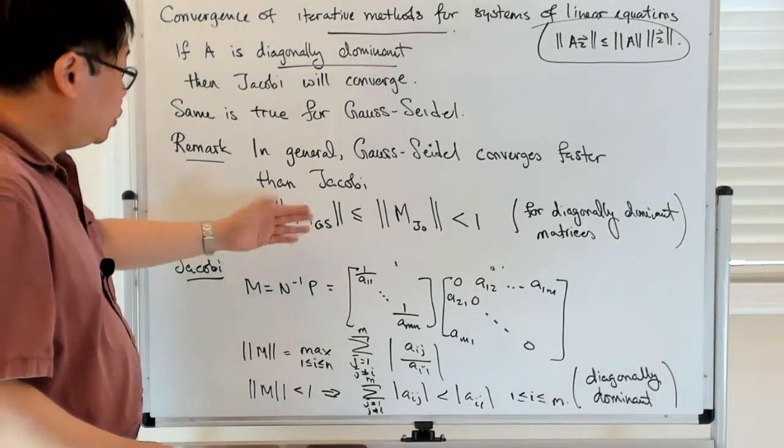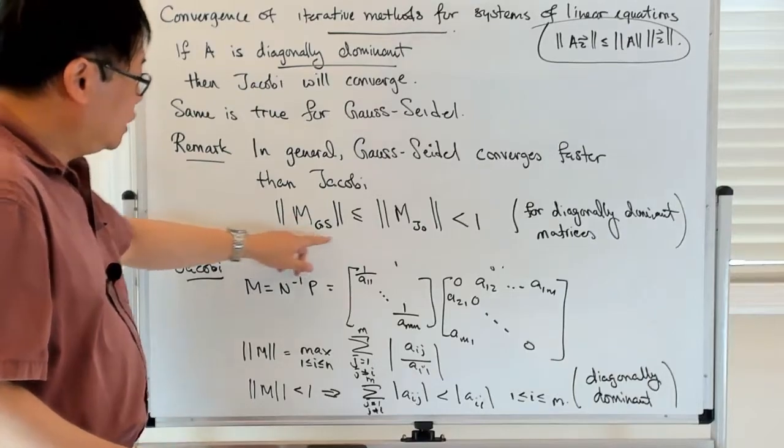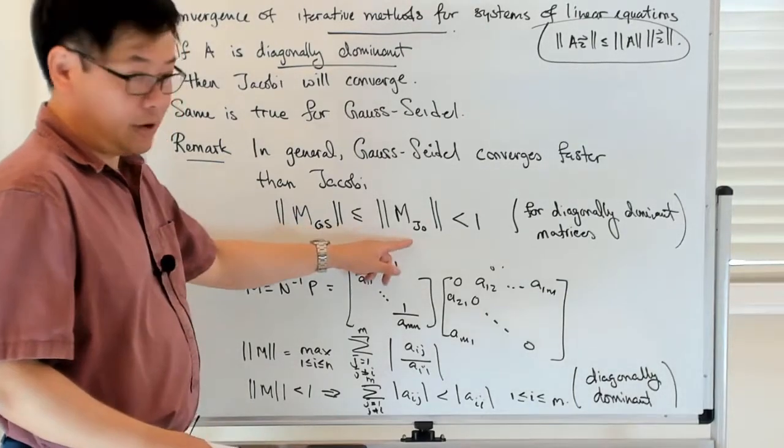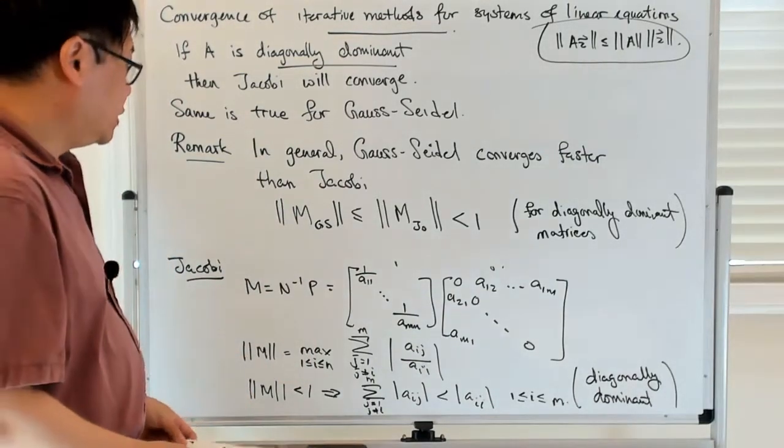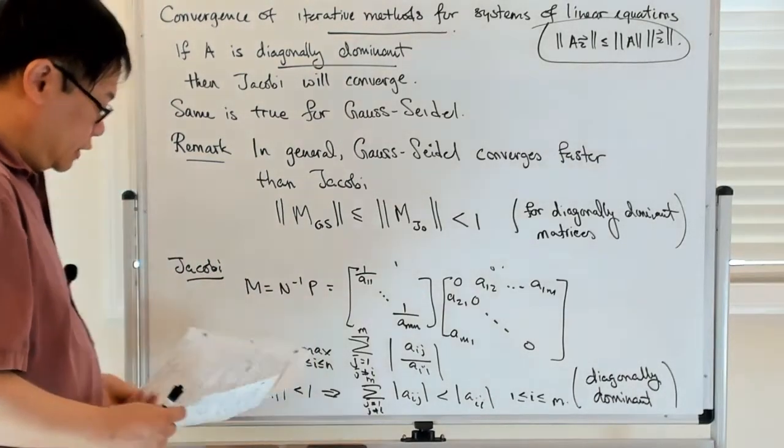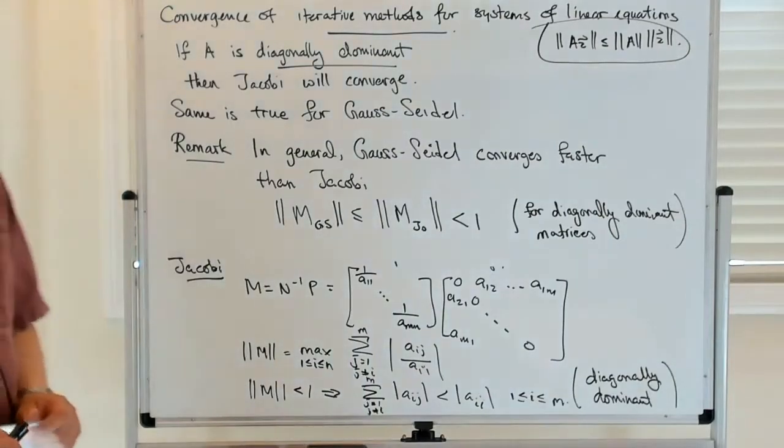And in general, the Gauss-Seidel method is likely to converge faster because of this inequality at the level of the operator norms. So with that, I will stop, and we'll pick it up later.